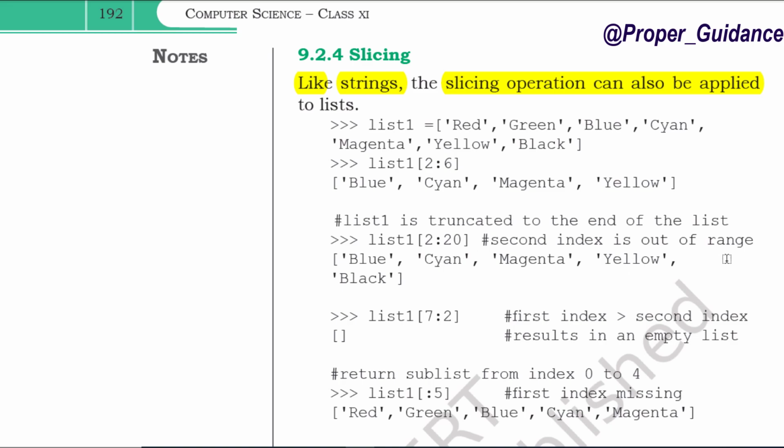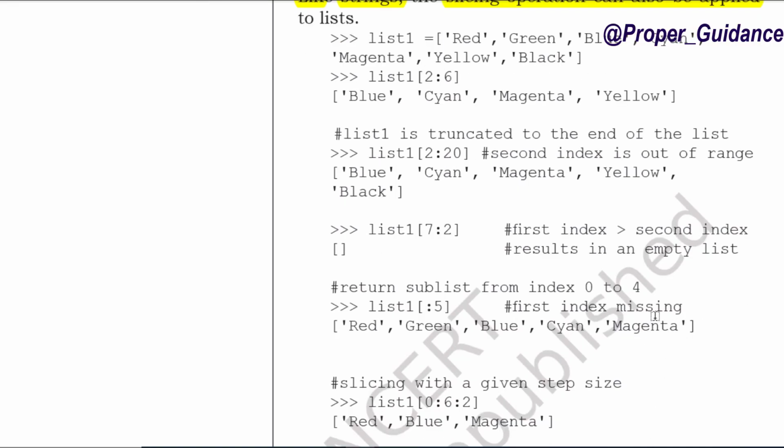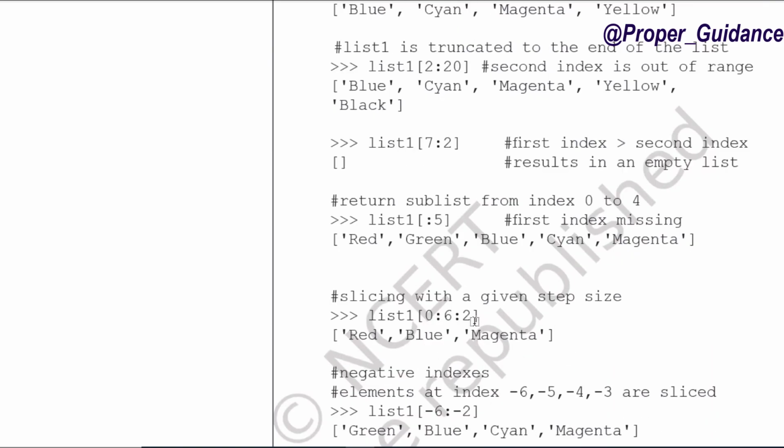Second index is out of range, this thing and this one. First index greater than second index. List 1, 7:2 results in an empty list, and return sublist from index 0 to 4.